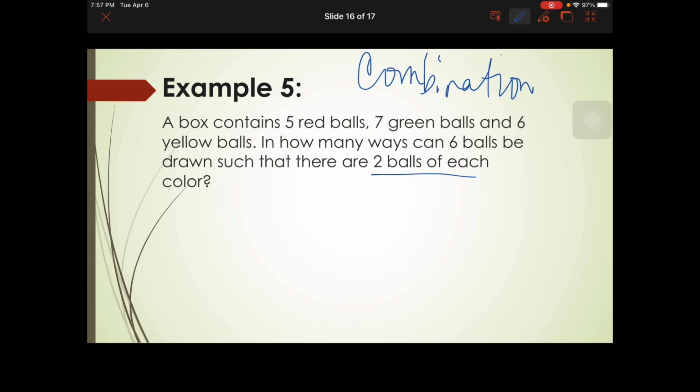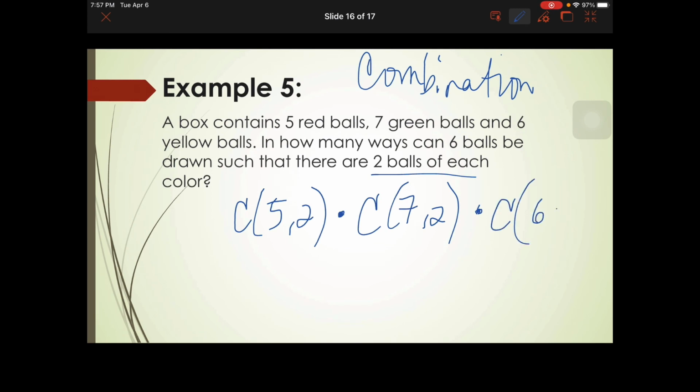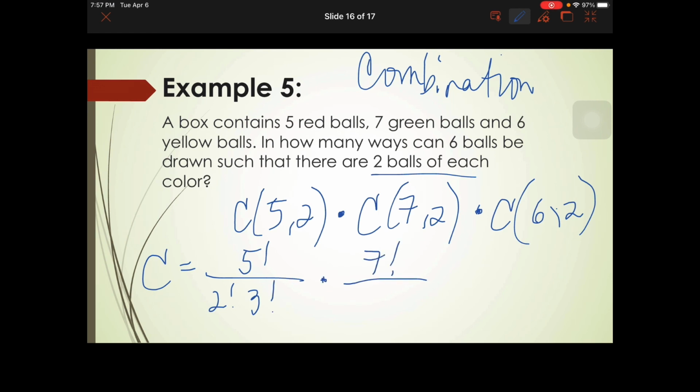Okay? So, we're going to look for the combination of 5 taken 2 at a time times the combination of 7 taken 2 at a time times the combination of 6 taken 2 at a time. Alright? So, ang mangyayari dito, magkakaroon tayo ng 5 factorial divided by 2 factorial times 3 factorial, 7 factorial divided by 2 factorial, 5 factorial times 6 factorial divided by 2 factorial, 6 minus 2, 4 factorial.